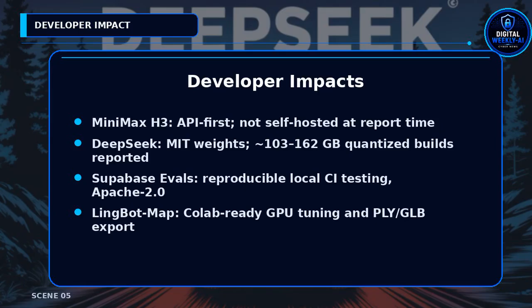Supabase Evals runs locally via PNPM and is Apache 2.0, so teams can add it to CI. LingBot Map's GPU probing and mixed precision kicks work in Colab or on a single GPU to reduce memory spikes and export PLY or GLB.